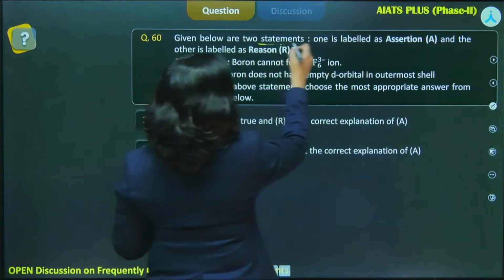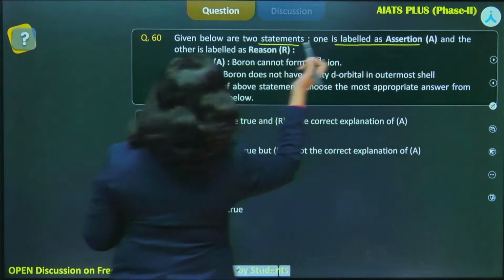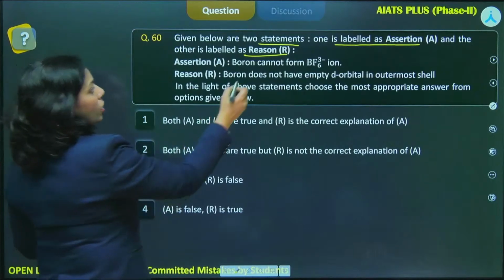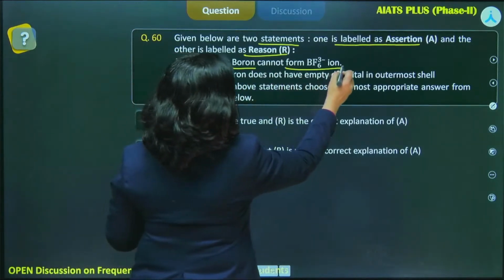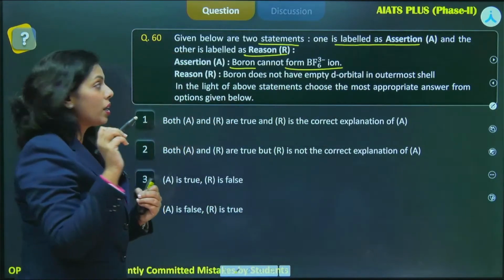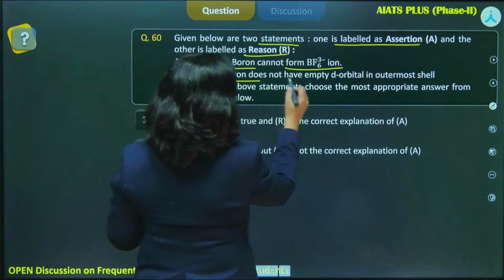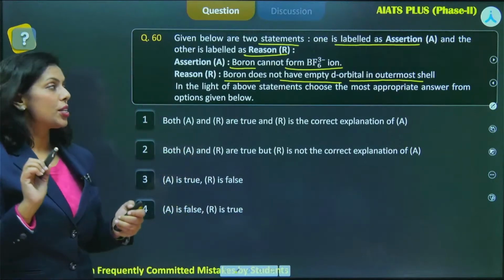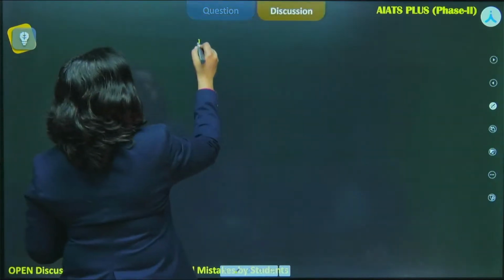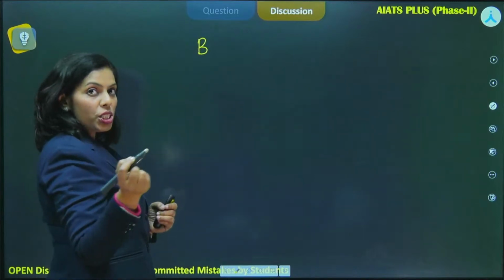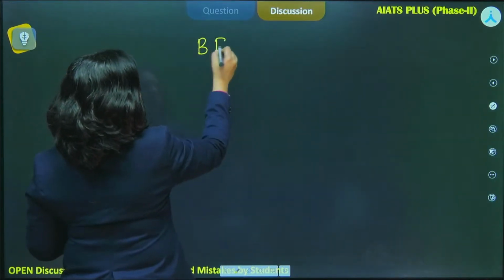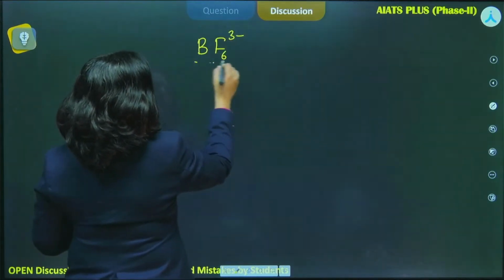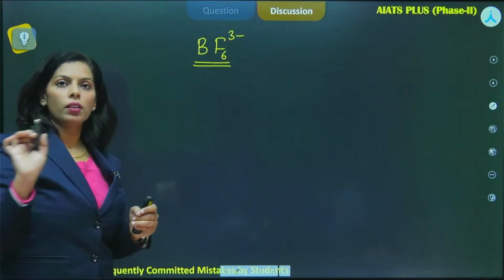There are the two statements. One is assertion, other is reason. What assertion statement says? Boron cannot form BF6 3- ion. And the reason is given that boron does not have empty orbital in outermost shell. So my question is, boron, small species, 6 fluoride ions are present there, and this anion is formed, right?